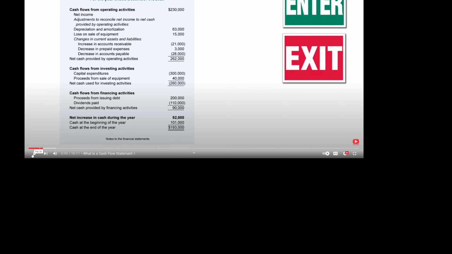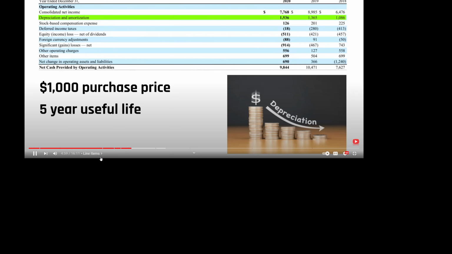So for example, let's say Coca-Cola buys a piece of equipment that costs $1,000 that the company believes they will be able to use for 5 years. So its, quote, useful life is 5 years. This means that the specific piece of equipment depreciates by $200 every year, which is simply the $1,000 price of the equipment divided by the 5-year useful life.